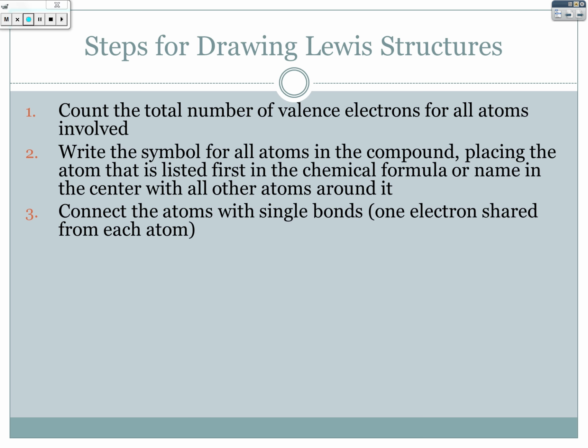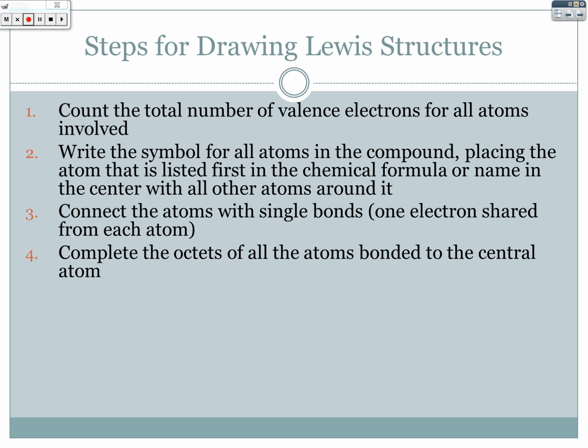Then connect the atoms with single bonds, so 1 electron shared from each atom. Once you've connected each atom to the centralized atom with a single bond, you're going to then complete the octets of all the atoms bound to that central atom. So for example, if it's a chlorine molecule or atom that is connected to a centralized atom, the chlorine needs to have 6 valence electrons around its outside. It only forms 1 bond with 6 valence electrons. So you need to complete the octets of all the atoms bound to the central atom.